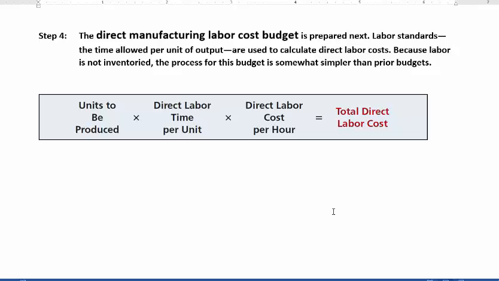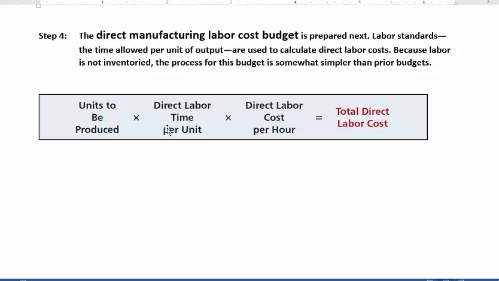And we are going to take that number from the production budget of units to be produced. Okay, units to be produced, not units to be sold from the sales budget, but units to be produced from the production budget. And we're going to multiply that times the direct labor that is needed in order to produce a unit. So if it takes 30 minutes, please do not multiply this times 30. That is 1/2 of an hour. So change that to 0.5.